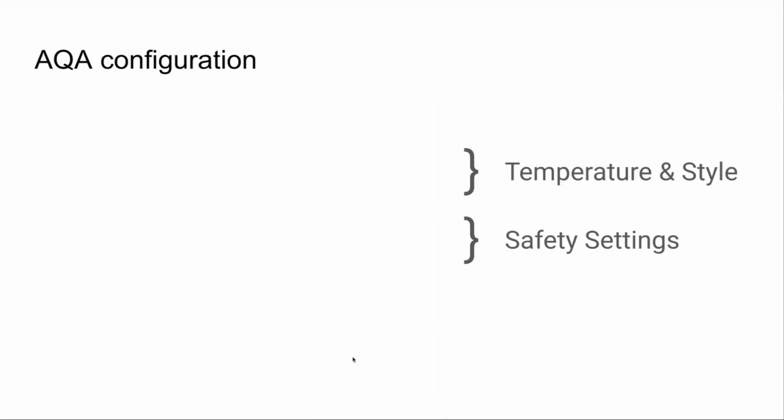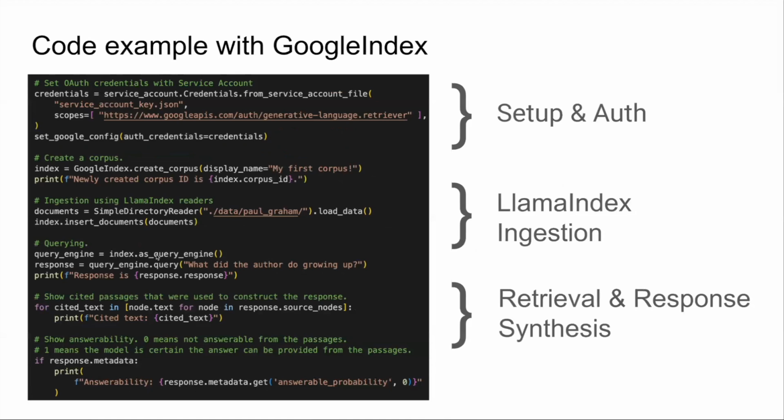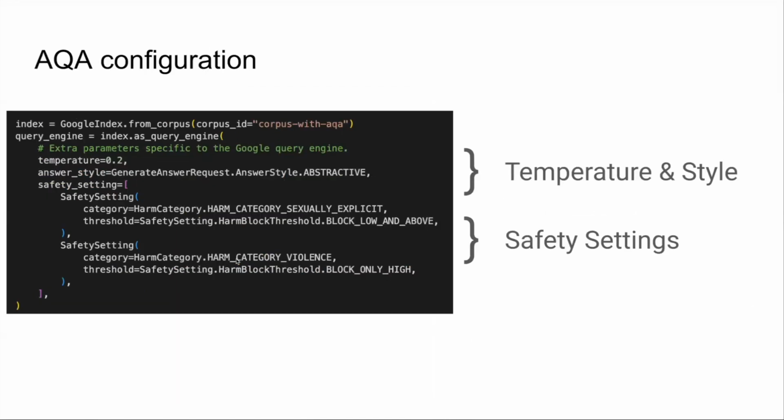Now, I want to get into a little bit of detail about how you can configure the AQA model. In the slide before, in the query engine, we didn't pass any parameters, so you were using the default, and we have some sensible defaults for all these settings. But if you want to, you could change these settings. Some of the settings you could change are the temperature, the answer style, and also some of the safety settings.